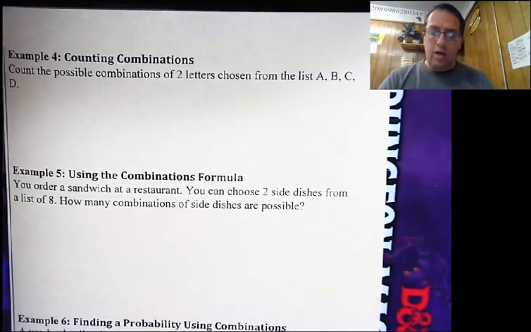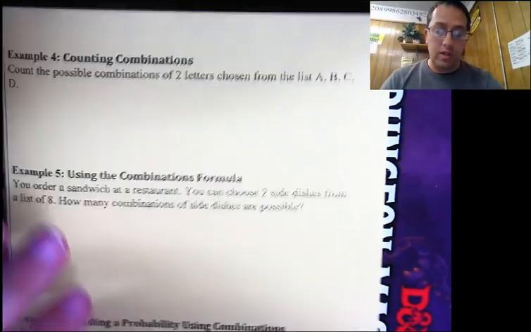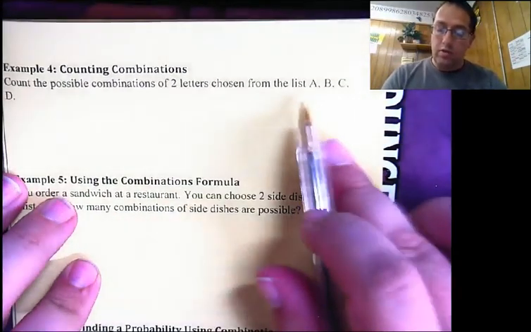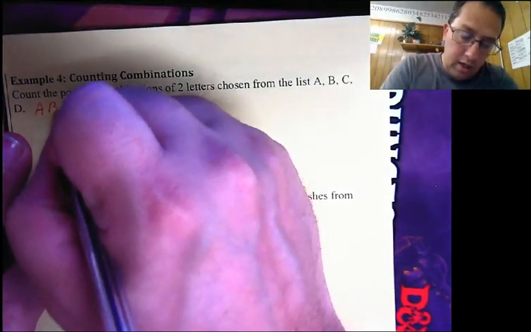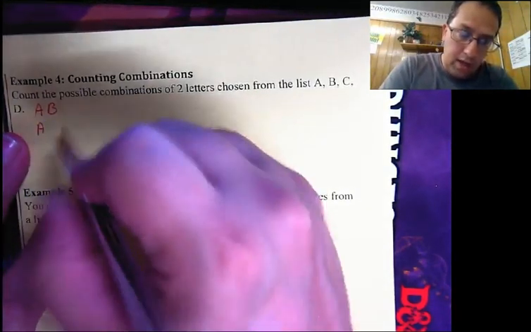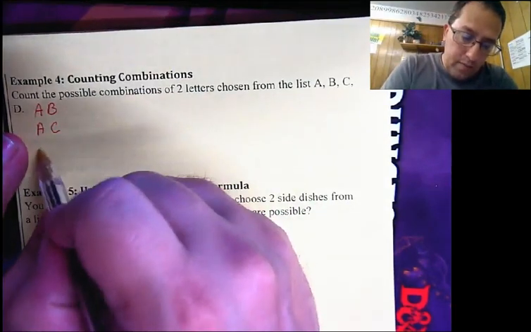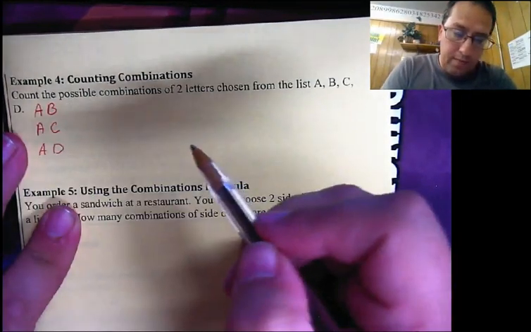Count the possible combinations of two letters chosen from the list A, B, C, and D. All right, so let's just start listing off everything that we can, just using two letters, A, B, C, and D. So we could have A and B. Could have A and C. Could have A and D.